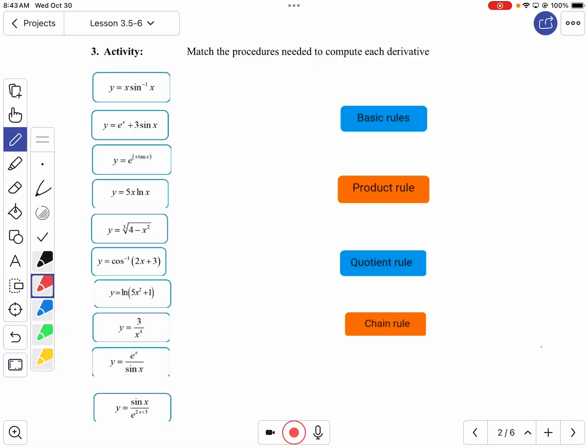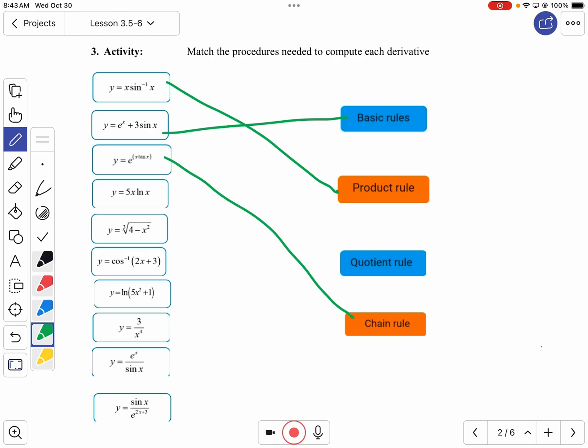Anyway, okay. What about this first one? What are we going to need to do to make that one happen? Product rule. Okay, so this is going to be product rule. All right, what about the next one? Anything fancy to do with e to the x plus 3 sine of x? Yeah, it's just basic. Okay. What about e to the x tan x? Ooh, that's a chain rule. In that chain rule, what are you going to have to do for that exponent? That's a product rule. Yeah. Inside of that, it's going to be a product rule.